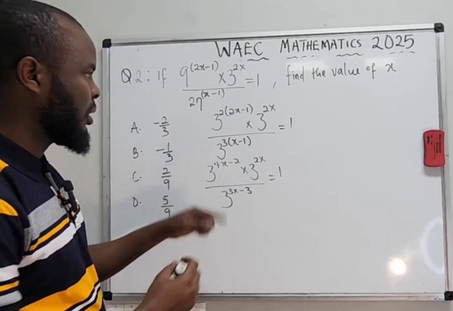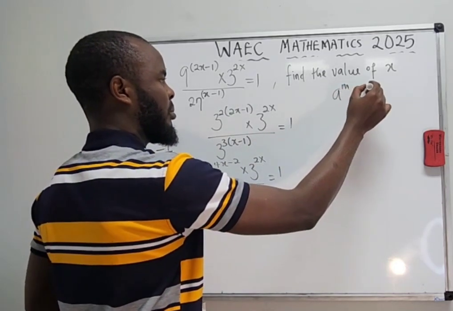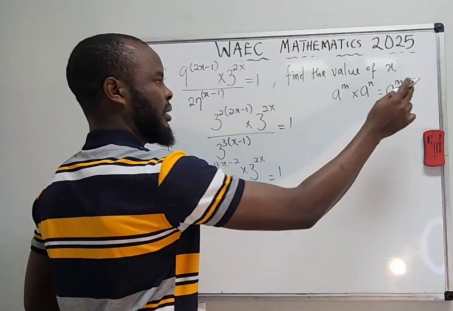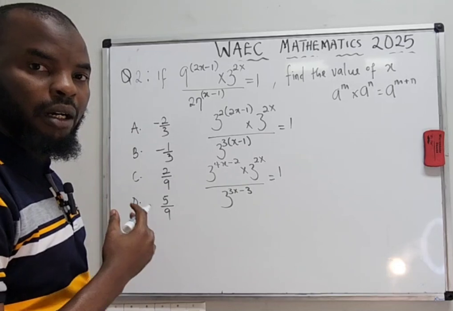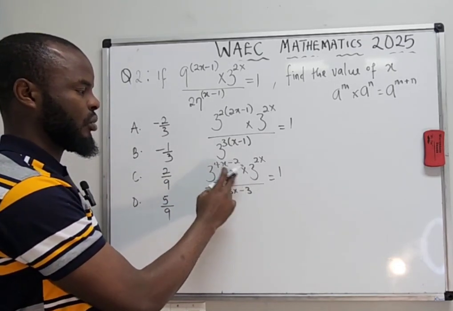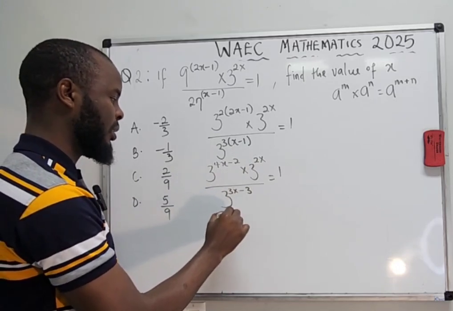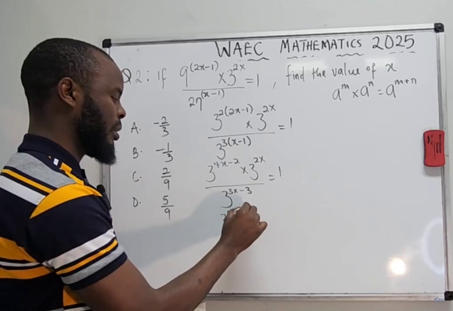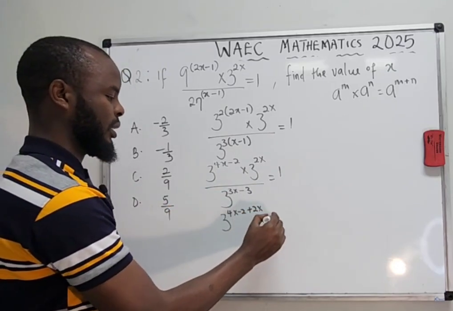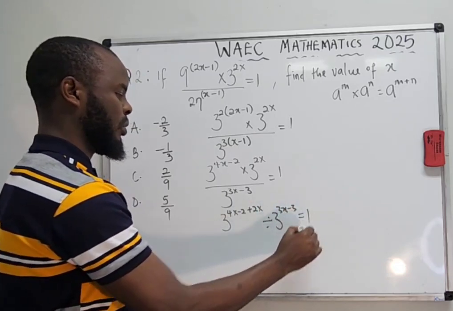Now, here, there's a rule of indices that says that when we have a to the power of m, multiplying a to the power of n, this is going to be a to the power of m plus n. So you're going to add the powers together. Now, doing the same thing here, we're having the same base, so you can add up the powers. So we have 3, so the power is going to be 4x minus 2 plus 2x. The division can be written as 3 to the power of 3x minus 3 equals to 1.